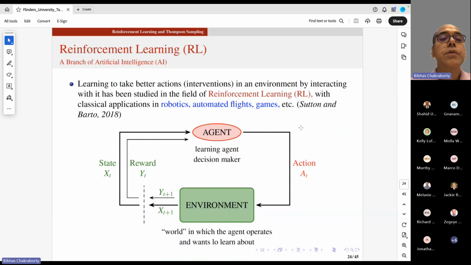So reinforcement learning, a branch of AI, is an old area. This deals with learning to take better actions, in our case, interventions, in an environment by interacting with it. And this has classical applications in robotics, automated flights, games, etc.